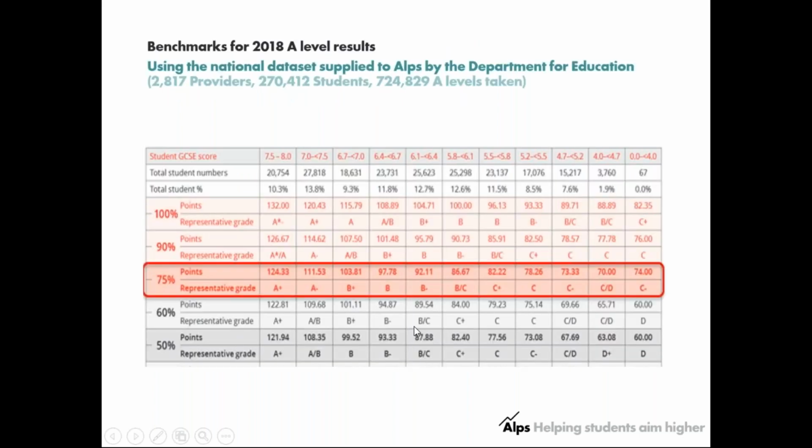So benchmarks for 2018 A-level results, you can see here the 75th percentile across the whole band, and you can see here the range of indicative grades that students might be expected to achieve across all of their A-levels. Remember, we're not setting individual targets for individual subjects. That differentiation will come a little later when I explain the methodology.